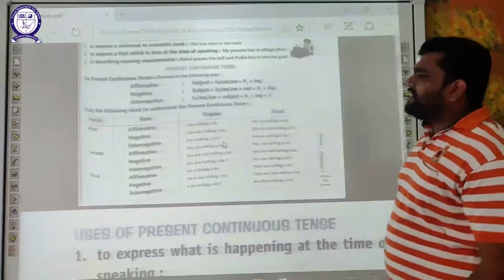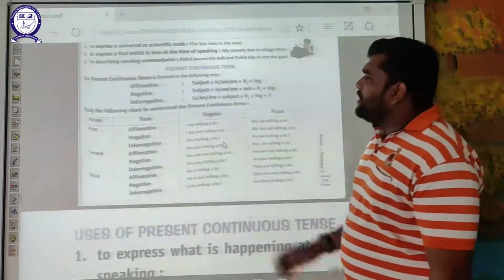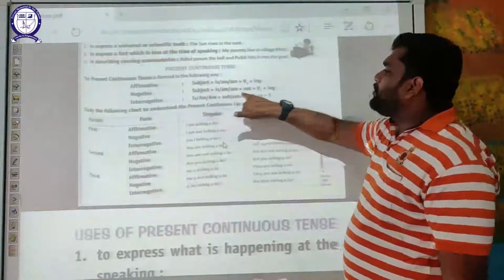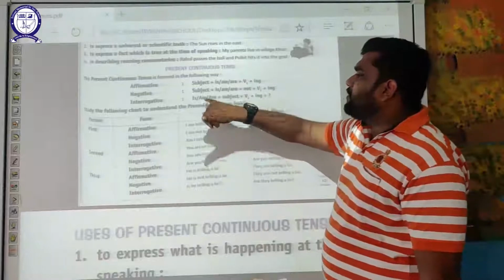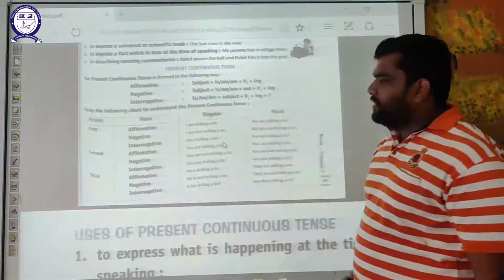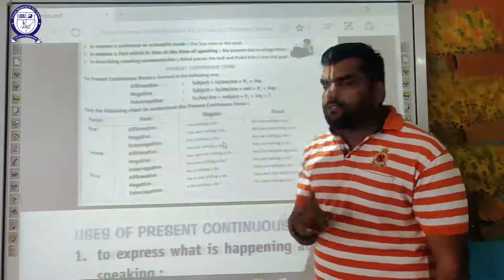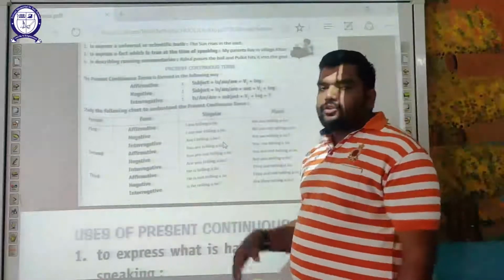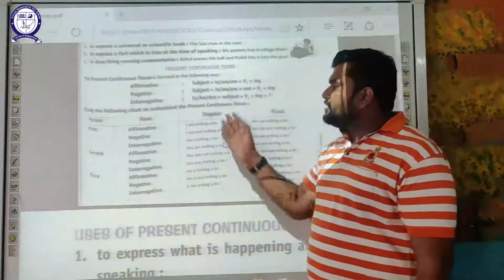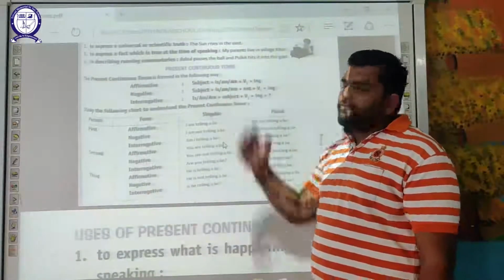In the negative, we add not after the helping verb. I am not telling a lie. Interrogative: Am I telling a lie? So this one is for first person. The second one: you are telling a lie. You are not telling a lie. Are you telling a lie? So this is the basic formation.